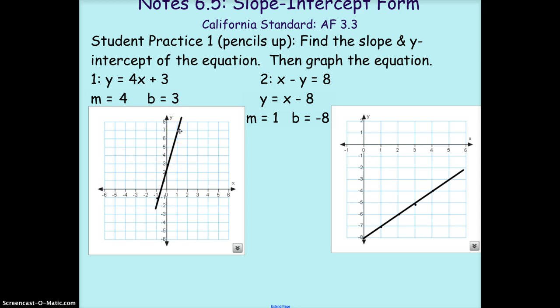I could also put 2 negatives in there and make it a double negative, which is the same thing as a positive. Down 4, backwards 1. Okay.